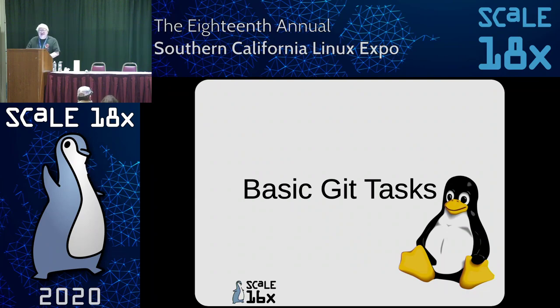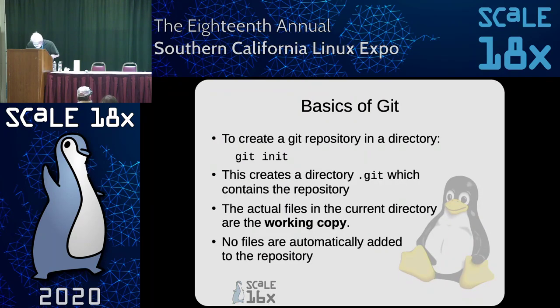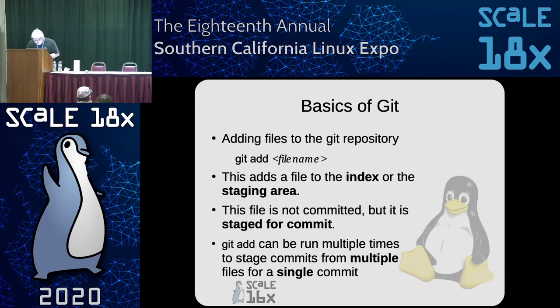So let's talk basic Git tasks. To create a Git repository, go into your source directory and run the command git init. It creates a directory .git. That's where the actual repository stuff is. The actual files in the current directory are your working copy. And when you create a repository, no files are committed automatically. You have to do that yourself. To add files, just git add file spec. You can use wildcards, whatever. This adds a file to the index.